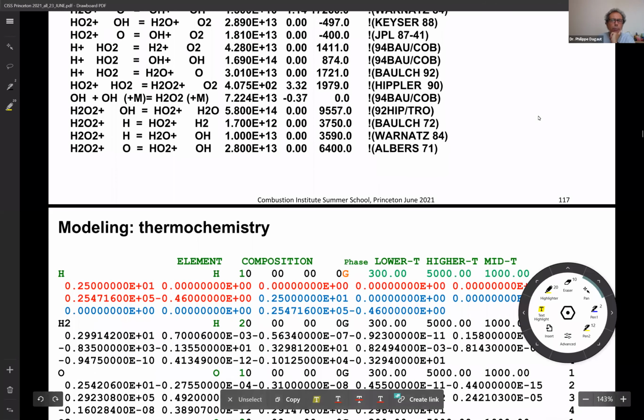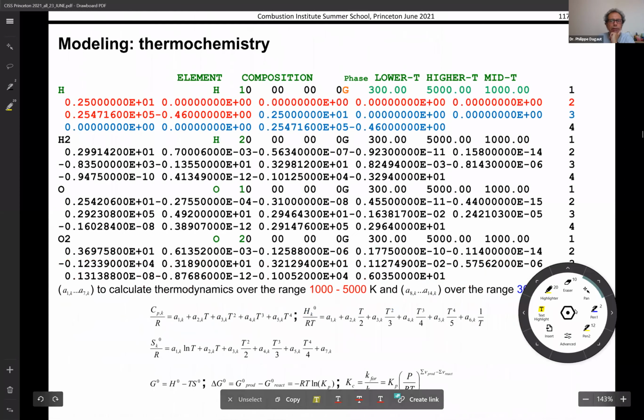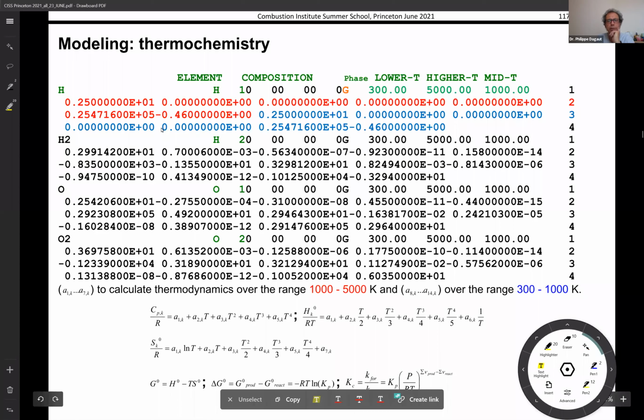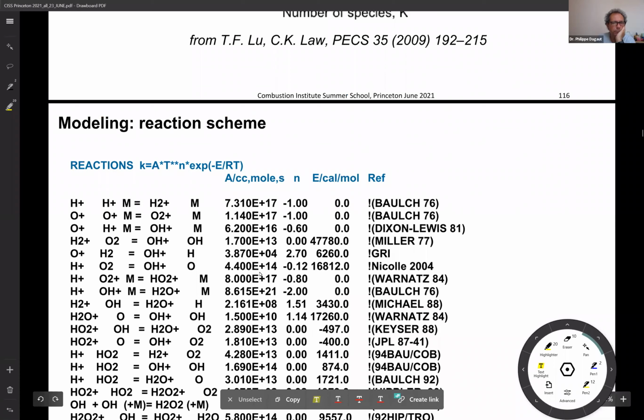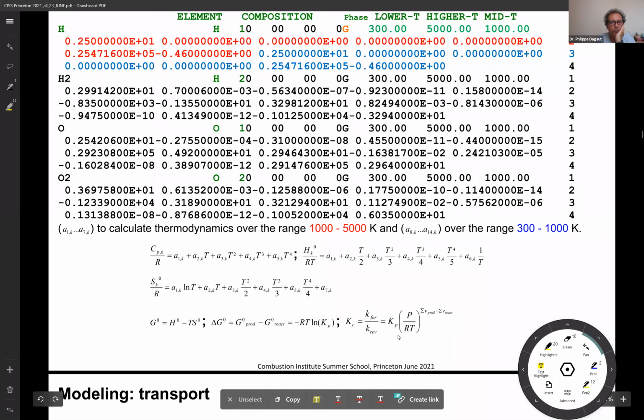We provide thermochemistry in the NASA format. So it's a polynomial representation of the heat capacity, enthalpy, and entropy. And with this thermochemistry and the forward rate constant, which is given here, you can compute the backward rate constant using the equilibrium constant, which is equal to the forward rate constant divided by the backward rate constant.